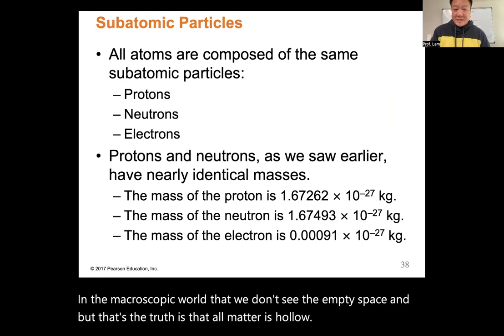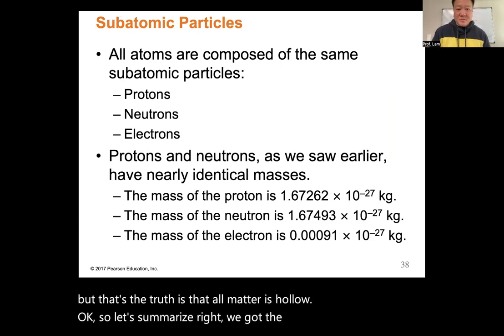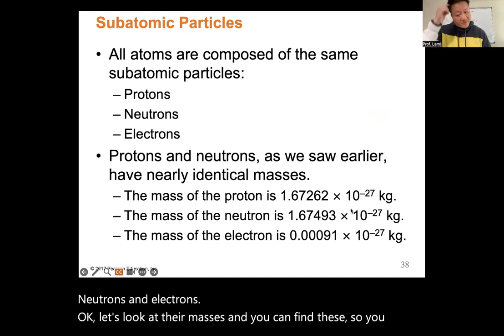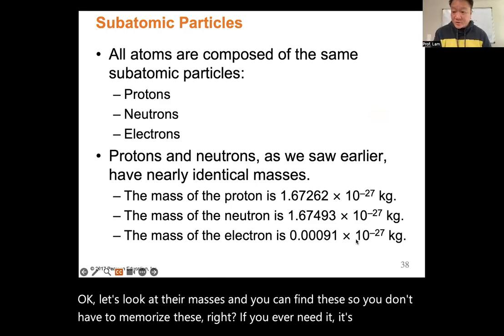Okay, so let's summarize, right? We got the subatomic particles, protons, neutrons, and electrons. Let's look at their masses. And you can find these too. You don't have to memorize these, right? If you ever need it, it's going to be on your conversion sheet.